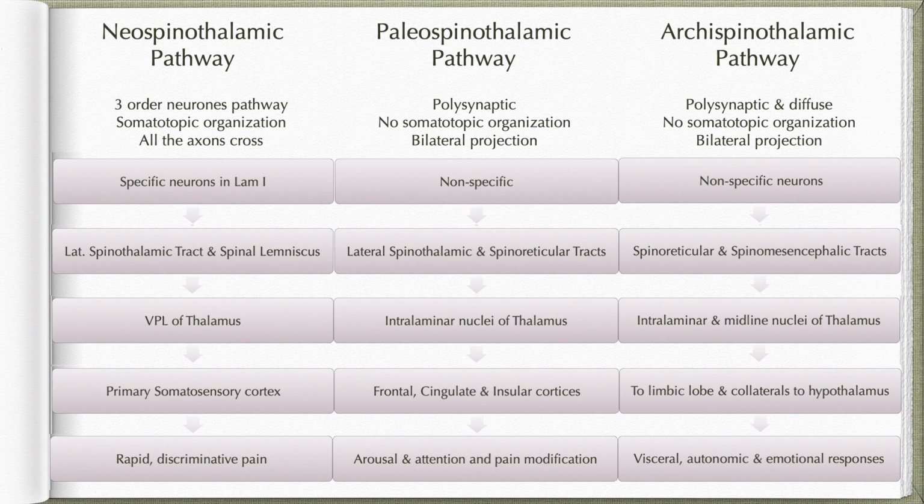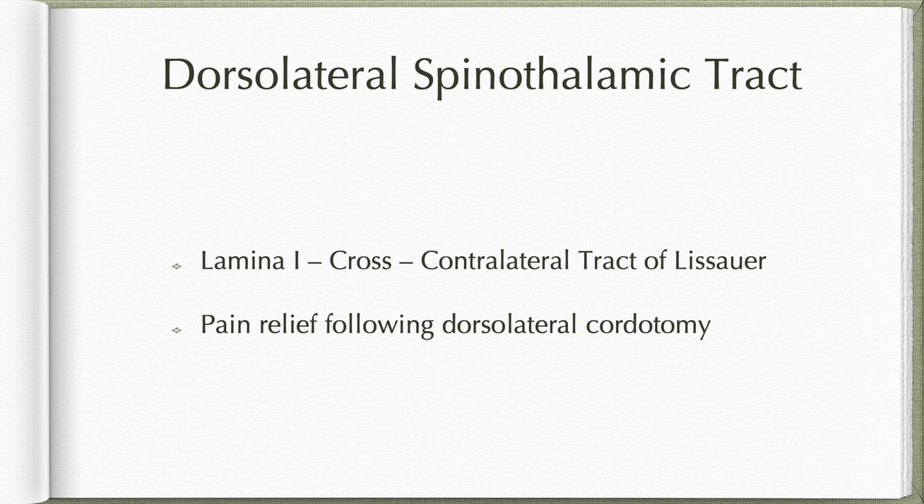Archispinothalamic pathway is involved in visceral, autonomic and emotional responses to pain. In addition to this ventrolateral system of pain pathways from spinal cord, there is also a dorsolateral spinothalamic tract. Here, the fibers starting from lamina 1 of one side cross to the opposite side and ascend in the contralateral tract of Lissauer. Possibly the presence of this tract is what gives relief of pain after dorsolateral cordotomy to the patients.